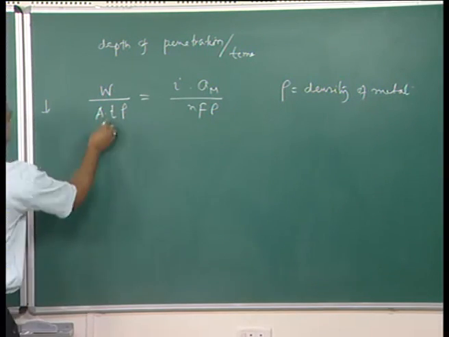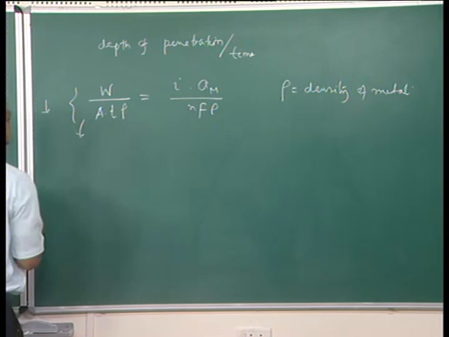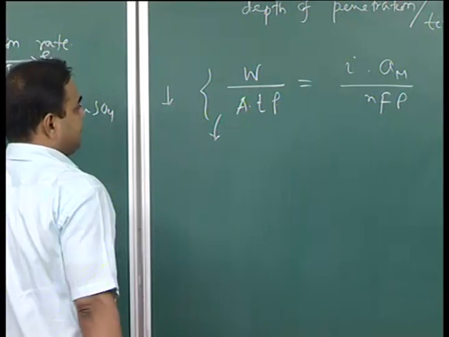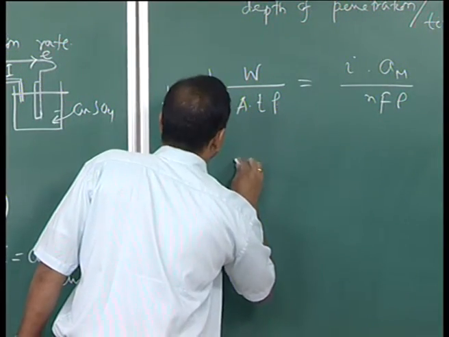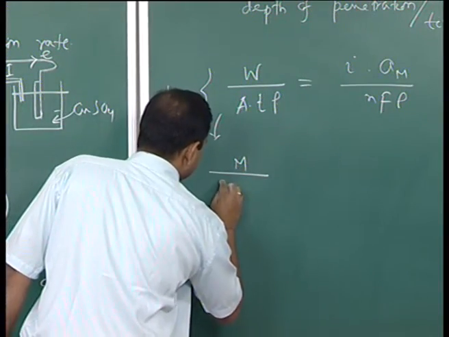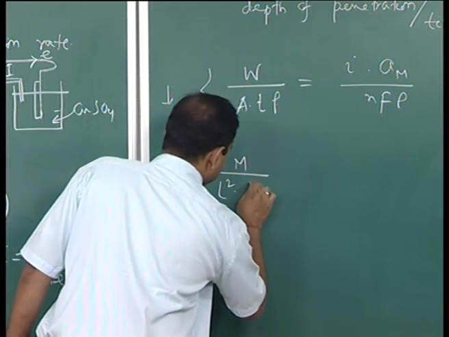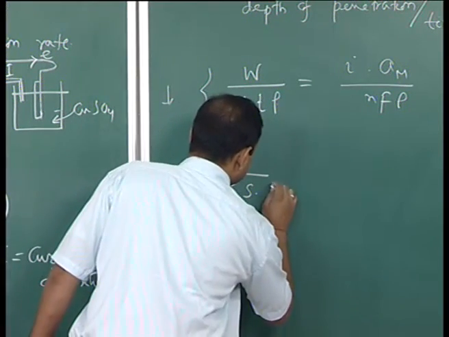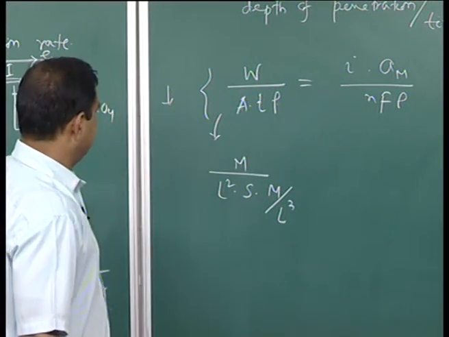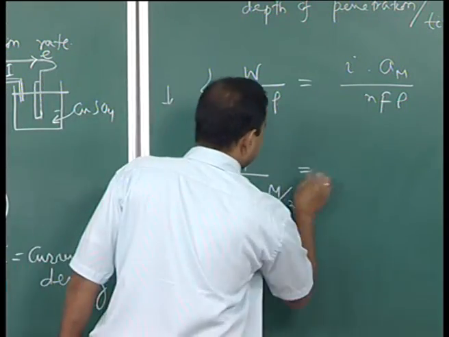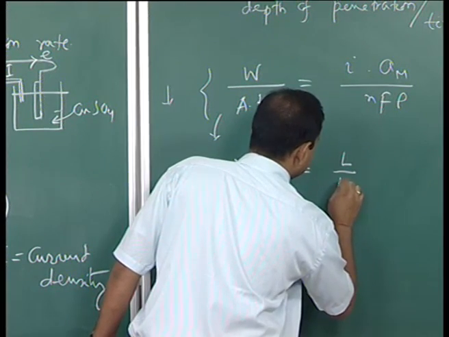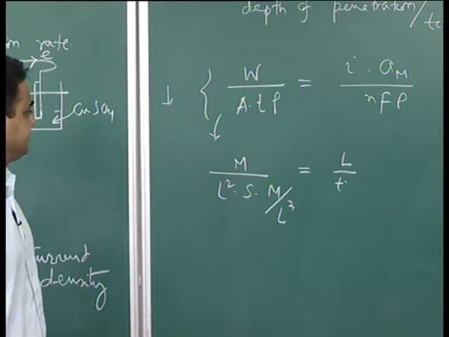Now, in that case, what would be the unit, the dimension, coming out for this left side? Weight is mass, area is length squared, time is second, and this is mass divided by length cubed, which is the density. So, this is coming out to be length by time.